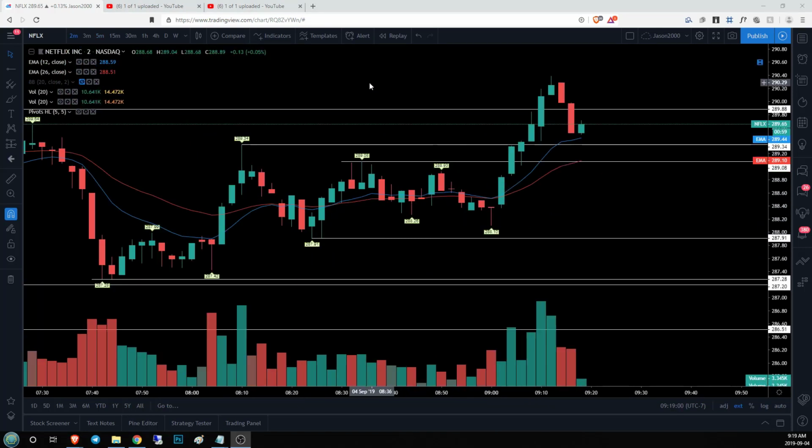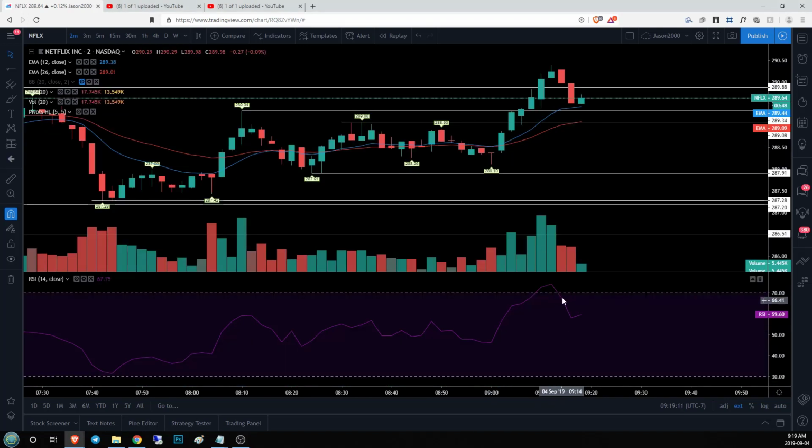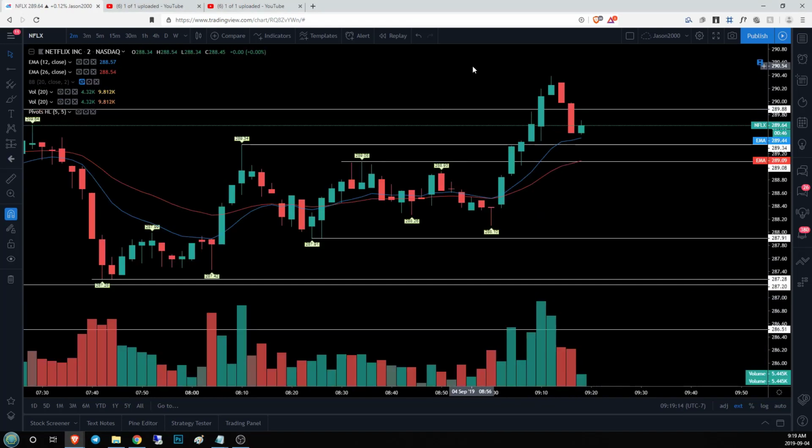Hey guys, we're well into our EQ break over 289.08. Volume picked up. Saw a little bit of a climax, almost a little bit of a shooting star reversal pattern up here. But really what's important is that our RSI was getting overbought on the 2-minute. We hit 73 and change and started to come back down. We're looking for support at EMA 12.